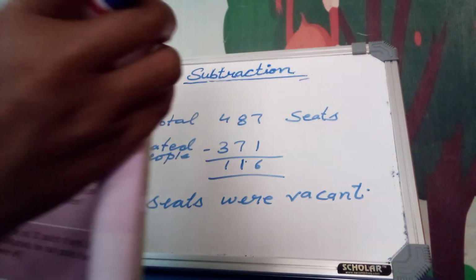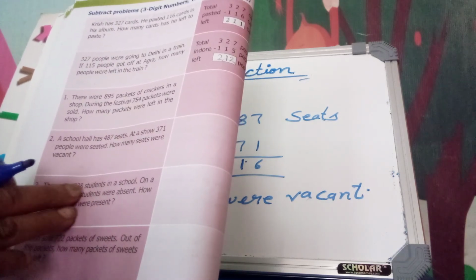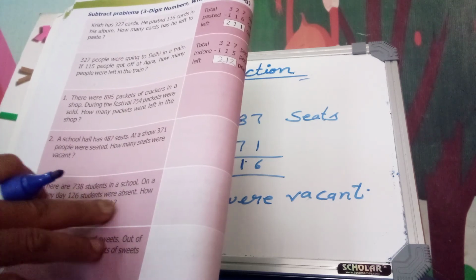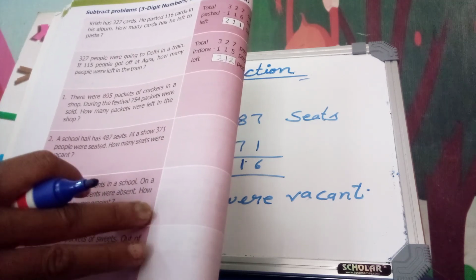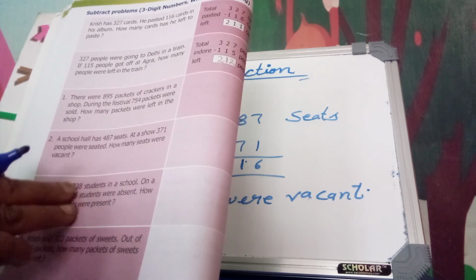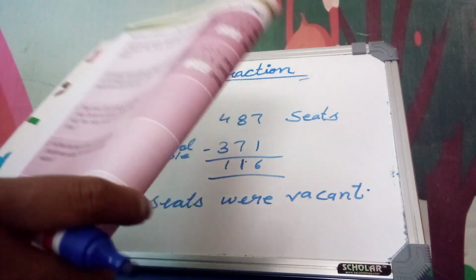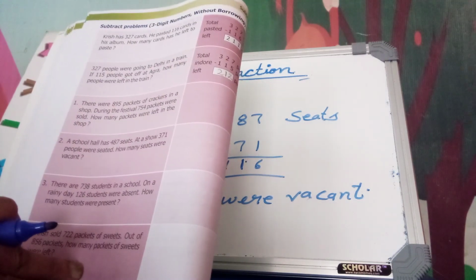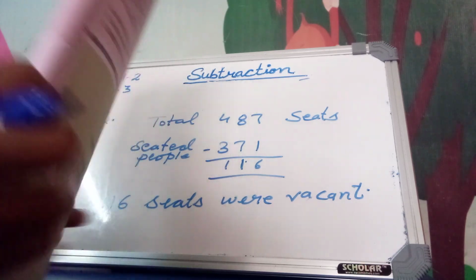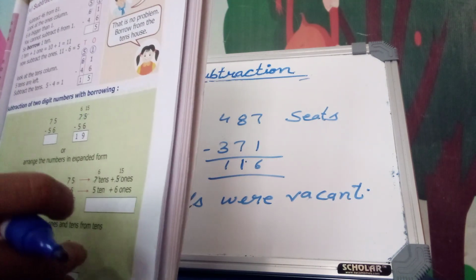Now here are some more questions. Do this question yourself. Okay, there are 738 students in a school. On a rainy day, 126 students were absent. How many students were present? You have to subtract 126 from 738. You will get your answer. Now look at page number 39.